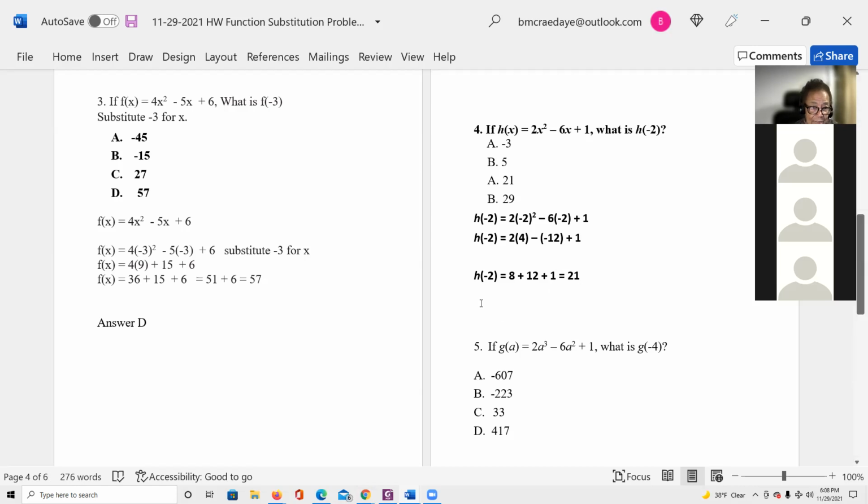So what's the answer? I sent you a correction on that one. H of minus 2 is 2 times 4, plus 12, plus 1, so that's 21. This should be C, and this should be D. So answer to number 4 is C. You had that one right.